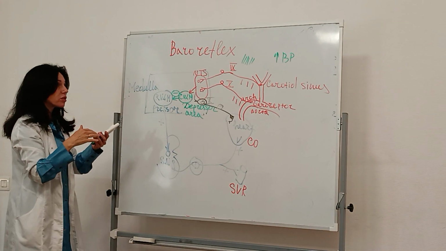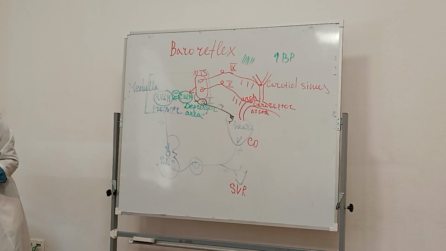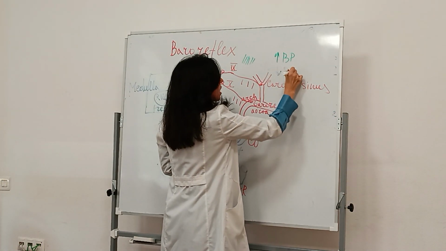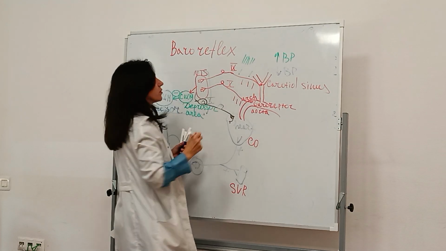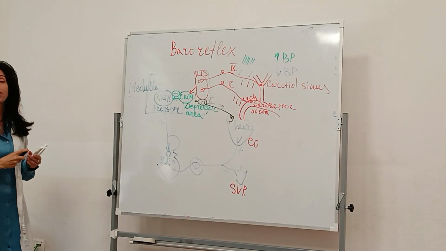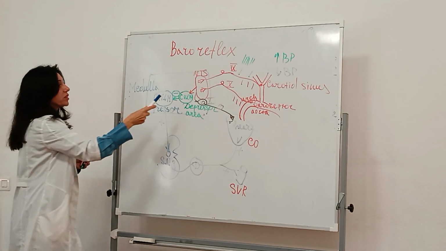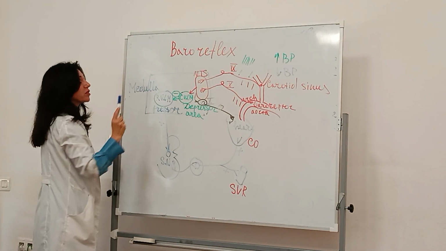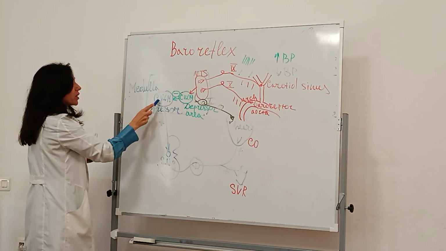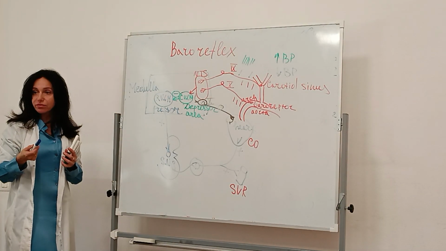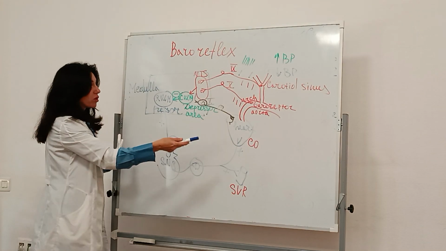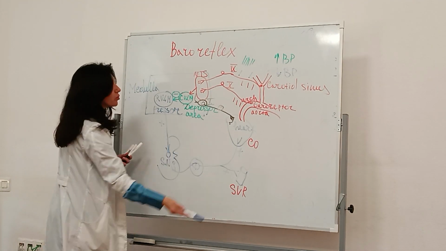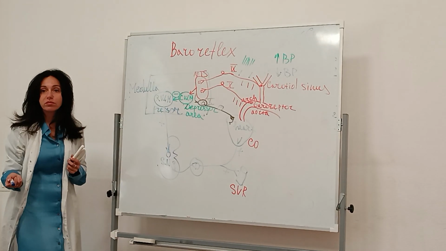Opposite situation, decreased blood pressure. How does it work? Decreased blood pressure reduces firing. Less activity in the incoming afferent nerve means less activity of the depressor area. The pressor area becomes more active. Sympathetic activity rises, systemic vascular resistance rises, cardiac output rises, and there is less vagus activity.